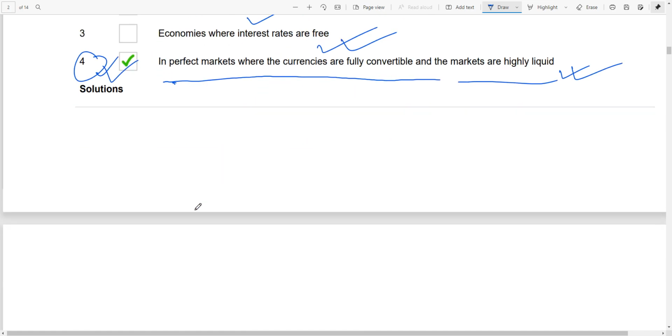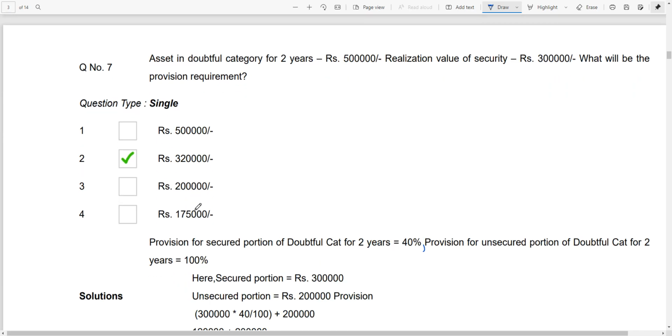Now moving to question number 7. Assets in doubtful category for 2 years, 5 lakh. Realization value of security 3 lakh. What will be the provision requirement?